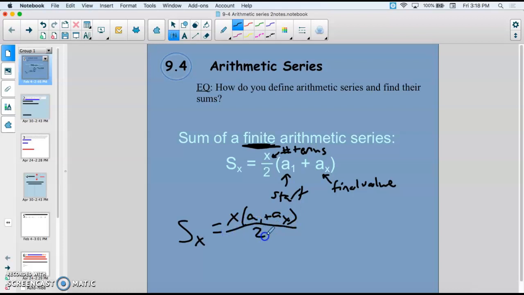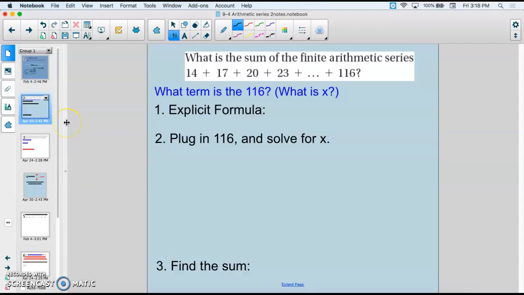I prefer to put it all over 2. This is what I like. If you like the other way, by all means, please use it. Okay? All right, so what is the sum of the finite arithmetic series?